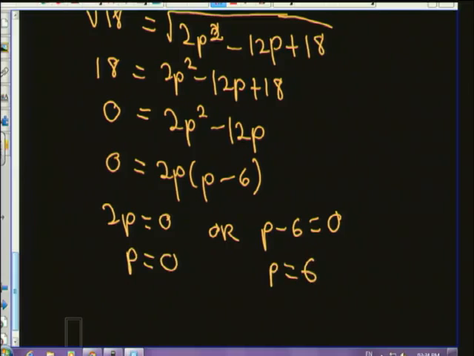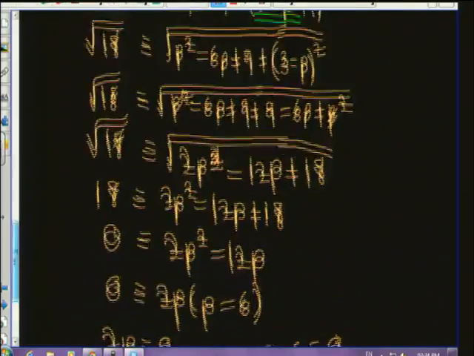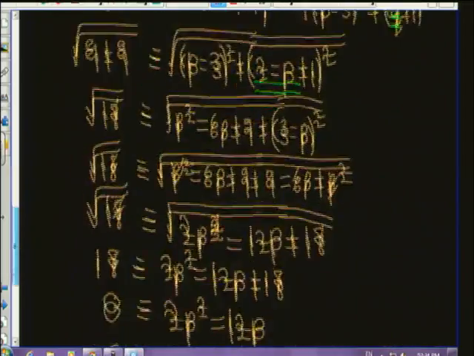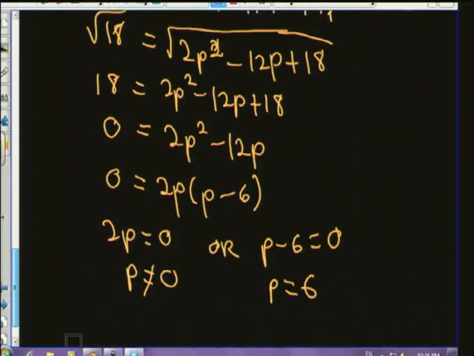Now, which one are we going to go for? Let's go back to our sketch. Is p going to be equal to 0 or 6? If you look at our sketch, p is in this quadrant here. And in this quadrant, all x values are positive. And if p was equal to 0, then it would be on the y-axis. So we're going to have to go with p is equal to 6. p is not equal to 0.